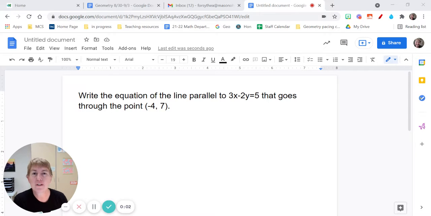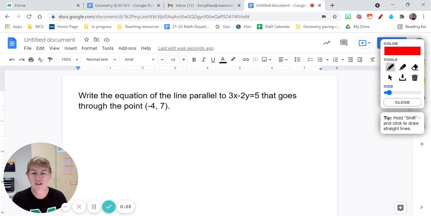Hi, this video is to demonstrate how to write an equation of a line that's parallel, or we could have a question that says to write an equation of a line that's perpendicular. I'll talk about that too. The one we're looking at on screen says parallel. So let's go through this and let's see what we need to do.